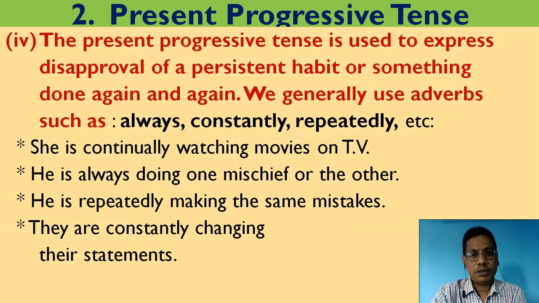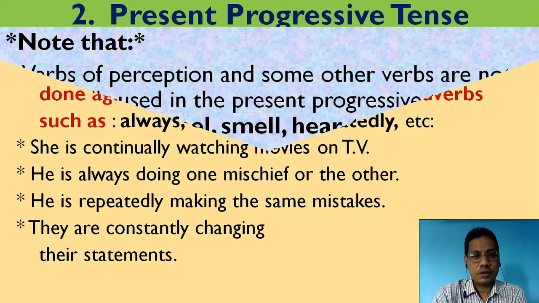Then the present progressive tense is also used to express disapproval of a persistent habit or something done again and again. We generally use adverbs such as always, constantly, repeatedly, etc. She is continually watching movies on TV. He is always doing one mischief or the other. He is repeatedly making the same mistakes, etc.